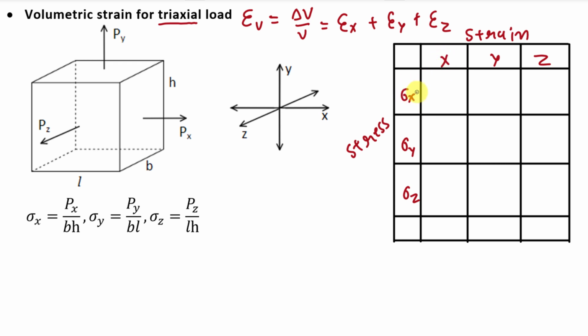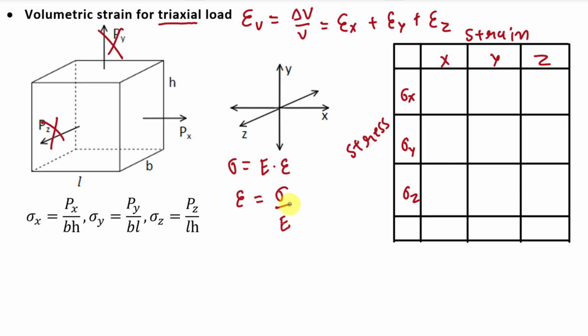sigma x. At that time, we are going to neglect sigma y and sigma z. For that, we are going to neglect these two loads. It means it will be a case of axial load Px on this body. And we know the equation sigma is equal to Young modulus into epsilon, that is strain. So from here we can find out strain epsilon. It will be sigma divided by E.